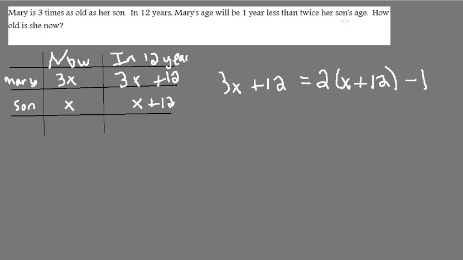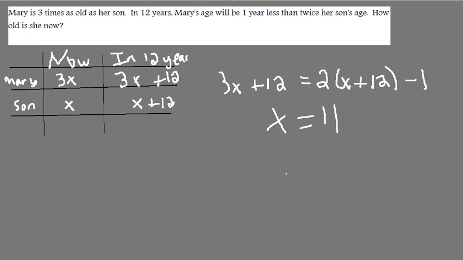Well, Mary's age, we're talking about in 12 years, so we're going to use these expressions. So Mary's age, this is Mary's age, will be equal to 1 year less than twice her son's age. This is 1 year less than twice her son's age here. Now we just take this and solve it for x. This is a normal linear equation.